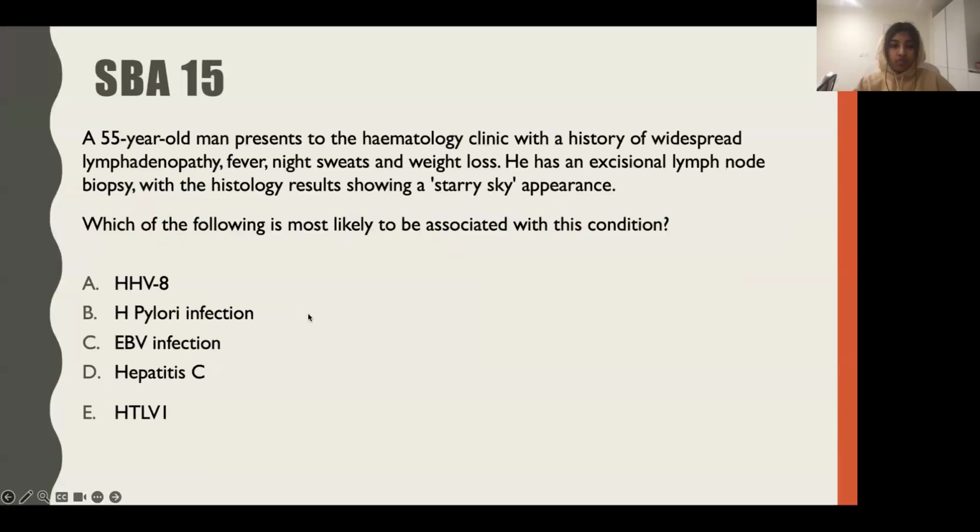Okay, so our next SBA. A 55-year-old man presents to the heme clinic with a history of widespread lymphadenopathy, fever, night sweats, and weight loss. He has an excisional lymph node biopsy, with the histology result showing a starry sky appearance. Which of the following is most likely to be associated with this condition?